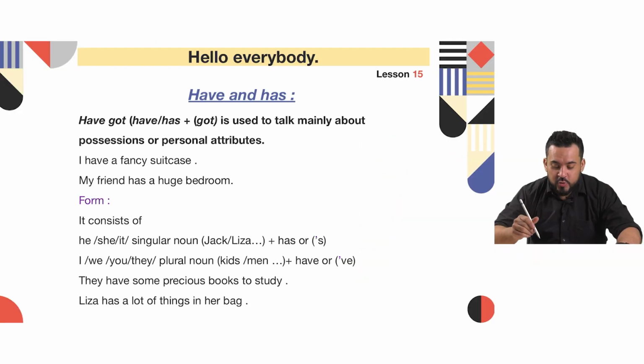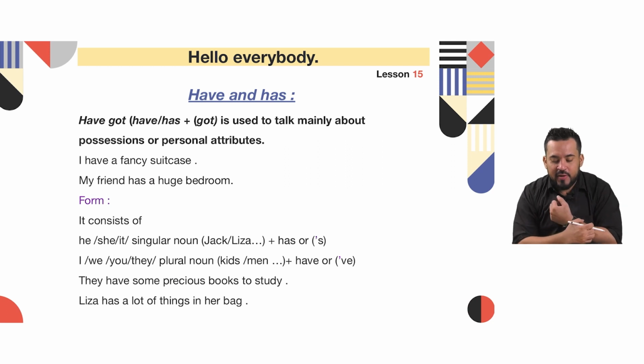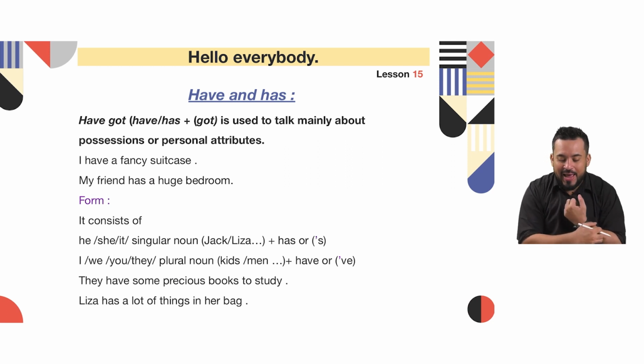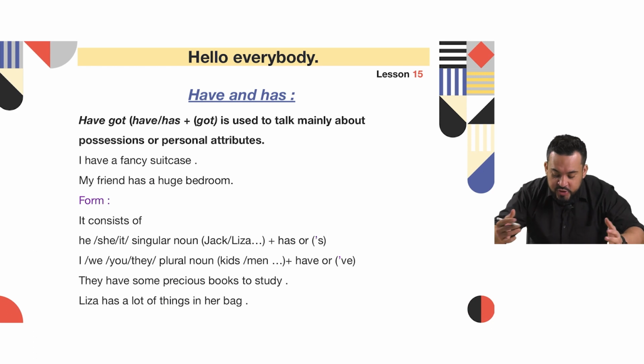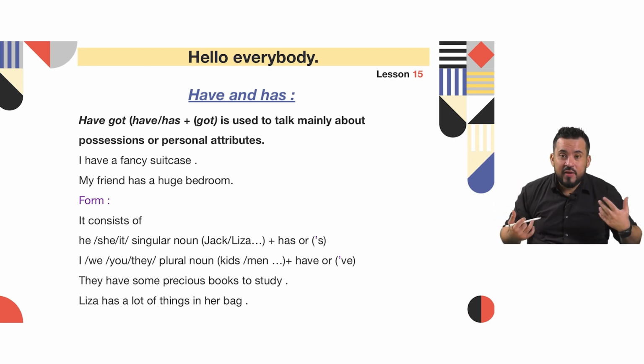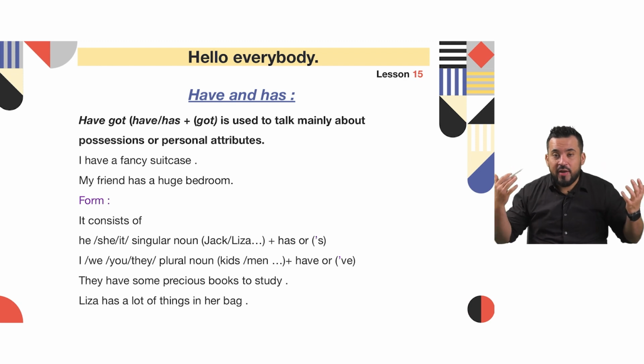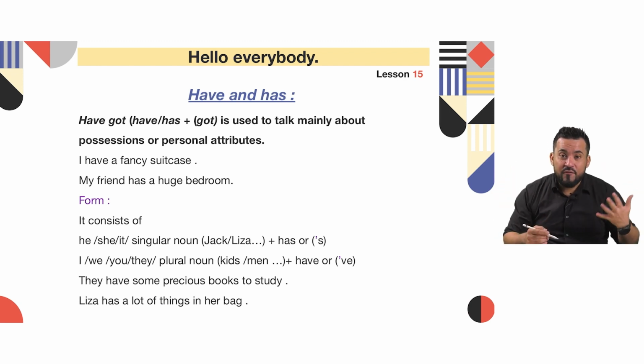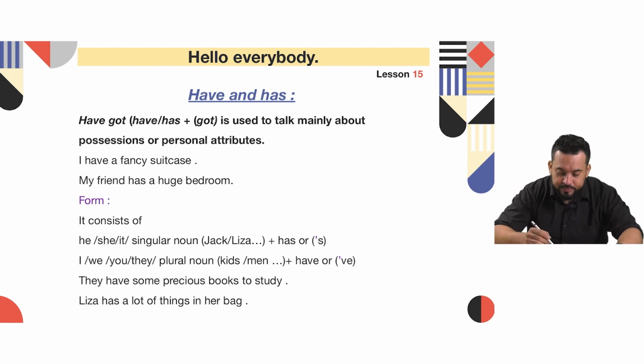Okay, so let's start with have and has. Have or have got, has or has got, is used to talk mainly about possessions or personal attributes. Okay? Possessions, it means something that you own. Personal attributes is to describe something about yourself. Like, I have dark hair. Okay? Or I've got dark hair.